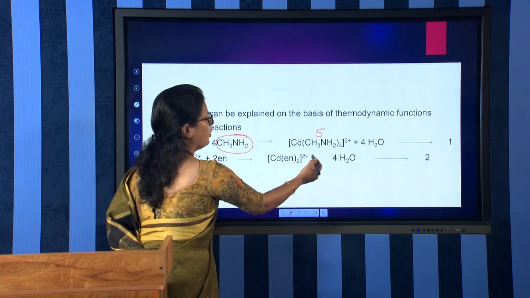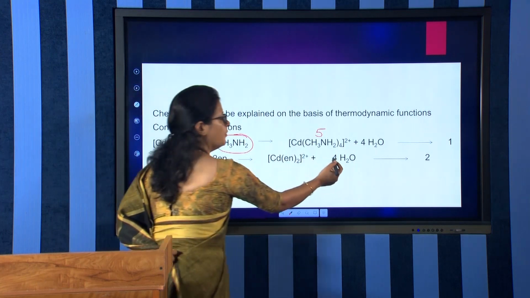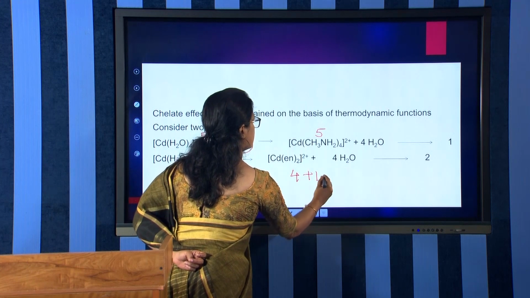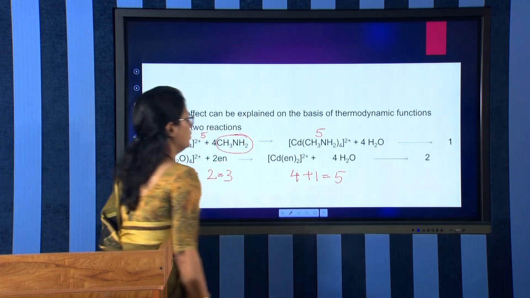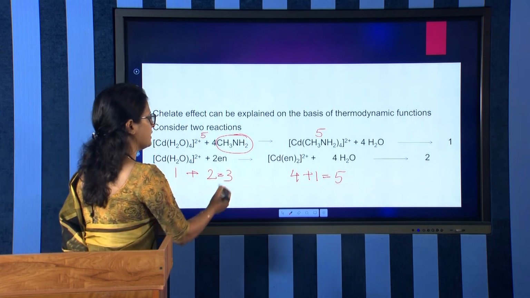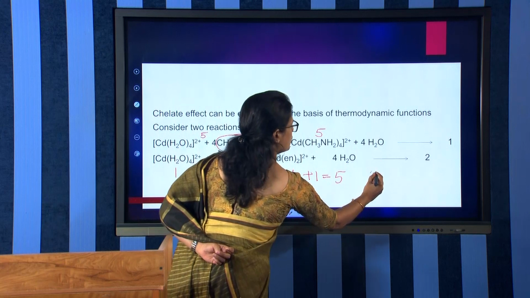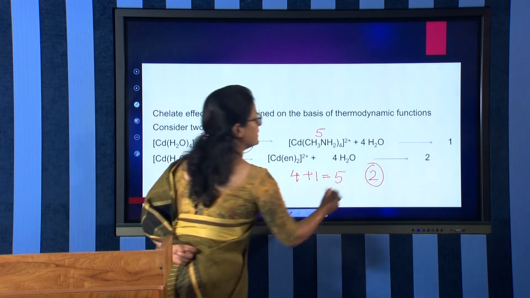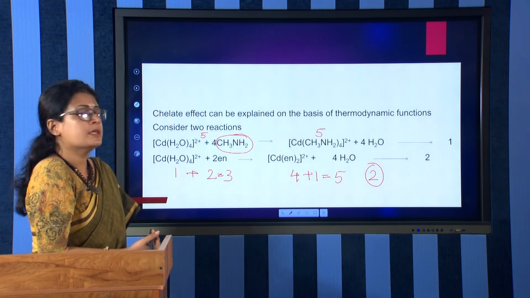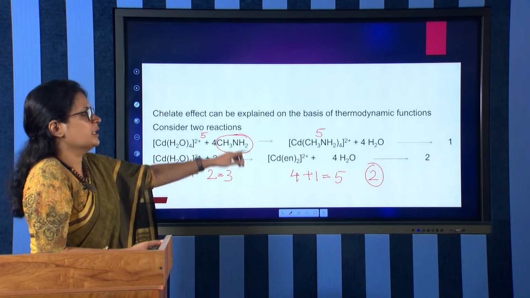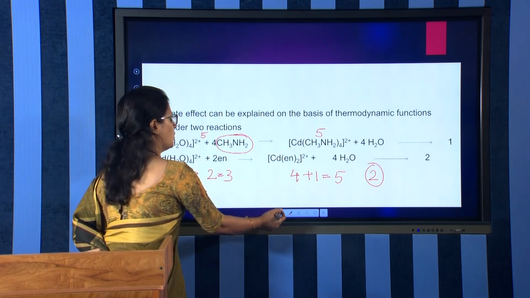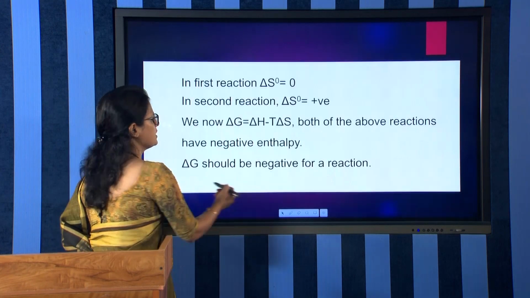And now how many molecules of the products are formed? 4 plus 1, that is equal to 5. So, you have to subtract. What is the difference? 5 minus 3, 5 minus 3 is 2. The change in entropy is positive in the case of the second reaction, but in the first reaction it is 0. So, delta S0 in the first reaction is 0, in the second reaction it is a positive quantity.